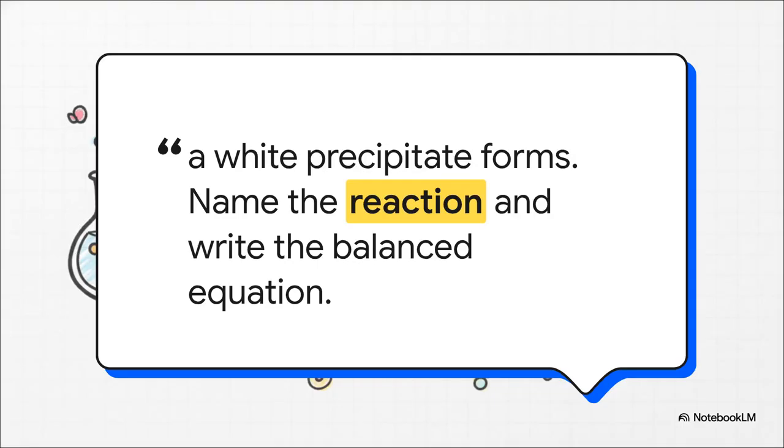Take a really close look at this quote here. This is a super common 2-mark CBSE exam question pulled straight from past papers. It says, when sodium sulfate solution is treated with barium chloride solution, a white precipitate forms. Name the reaction and write the balanced equation. This isn't just a question, guys. It's a strategic puzzle. And thanks to the visual breakdown we just did, you are now fully equipped with literally every single piece of information you need to solve it on the spot.